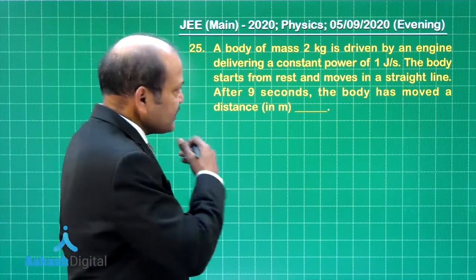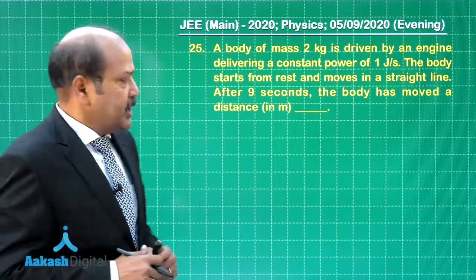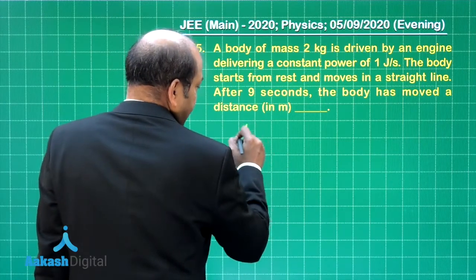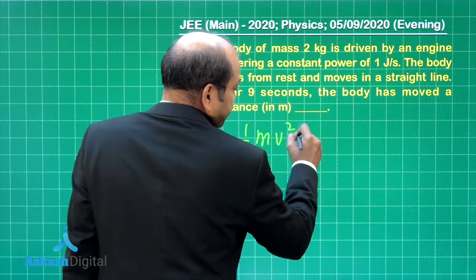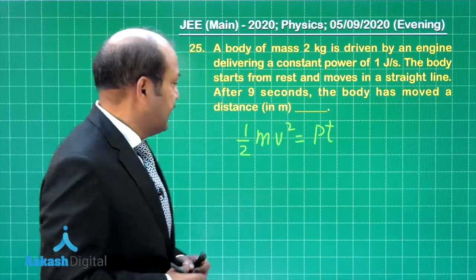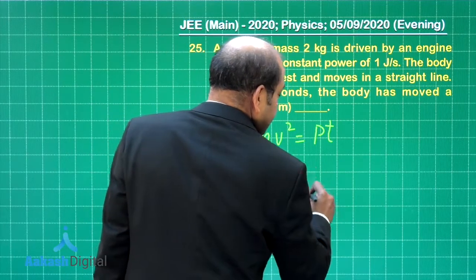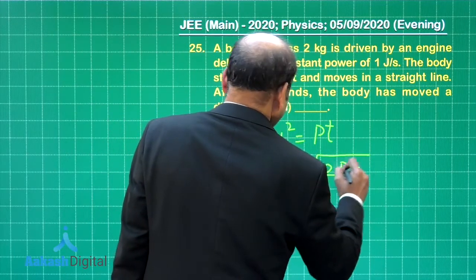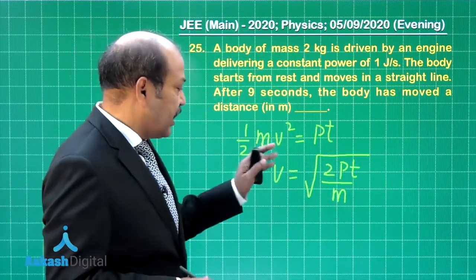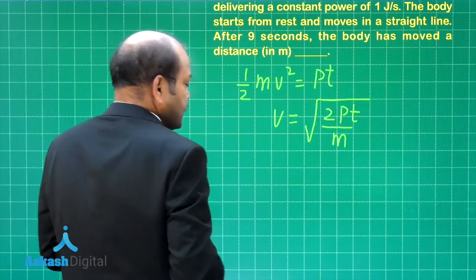So, let us start writing our solution, and let us use symbols for getting the expressions. First of all, we have the kinetic energy half mv square as P into t, because that is the total energy delivered, power into time. This gives us v in terms of t, and the expression for v then is under root of 2Pt divided by m. Since we have to find the distance travelled, we now write v as ds by dt, and then get the expression for s in terms of t.